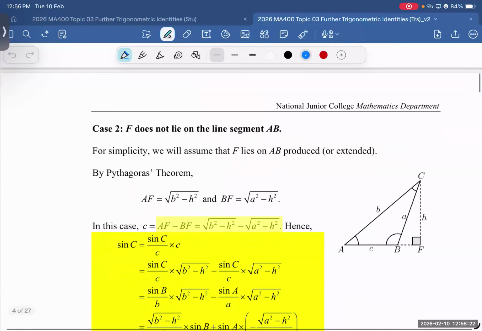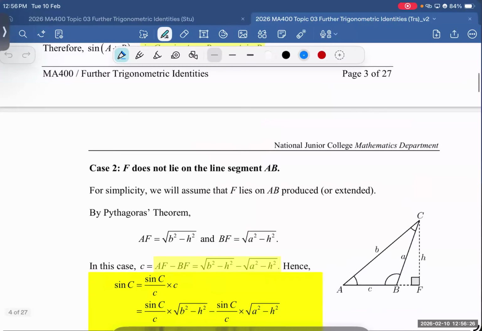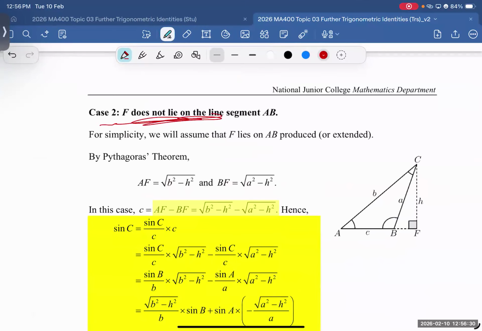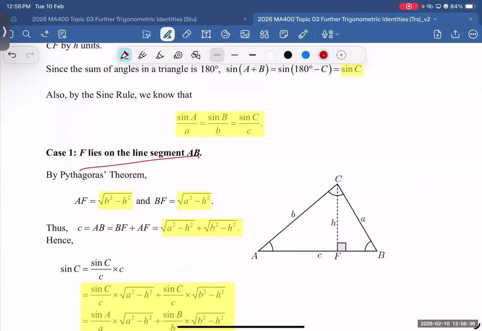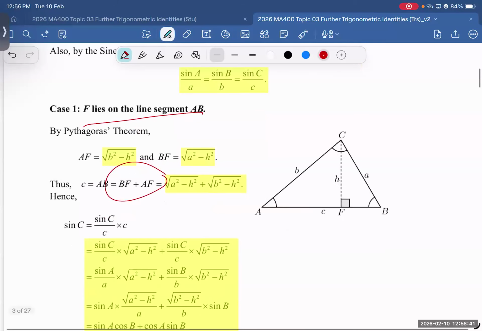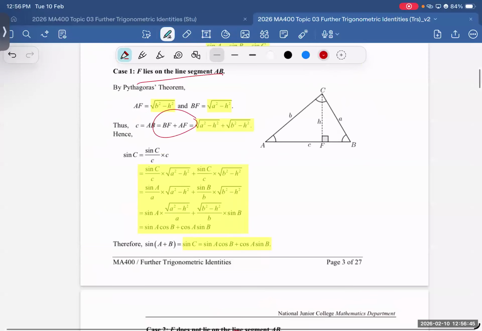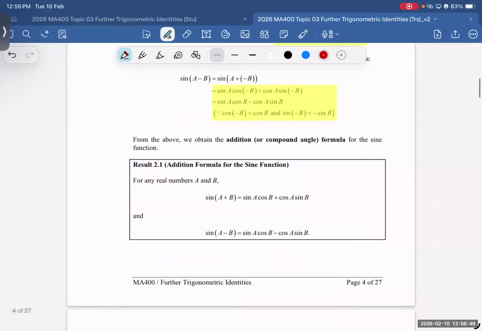Okay. One second. Tuan, take a look. Look at the difference. Case two is AF minus BF. Case one is AF plus BF. So that's the difference. But the maneuvering and the so-called tricks are the same. No different. So the one I'm asking you to copy is case two.